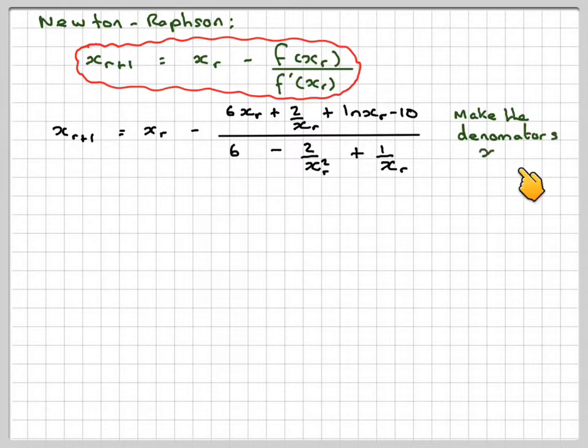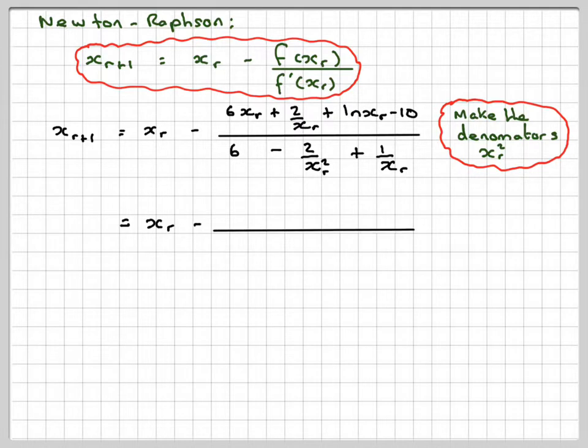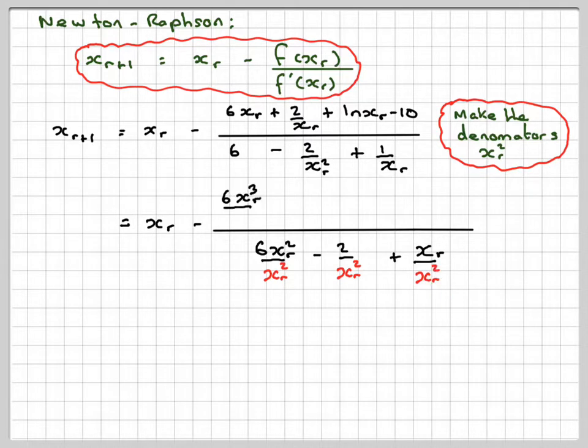If you now make the denominators both x_r squared, the formula will become, do the denominator first, 6x_r squared over x_r squared, 2 over x_r squared, x_r over x_r squared, and the numerator 6x_r cubed over x_r squared, 2x_r over x_r squared, x_r squared over x_r squared times ln of x_r, minus 10.